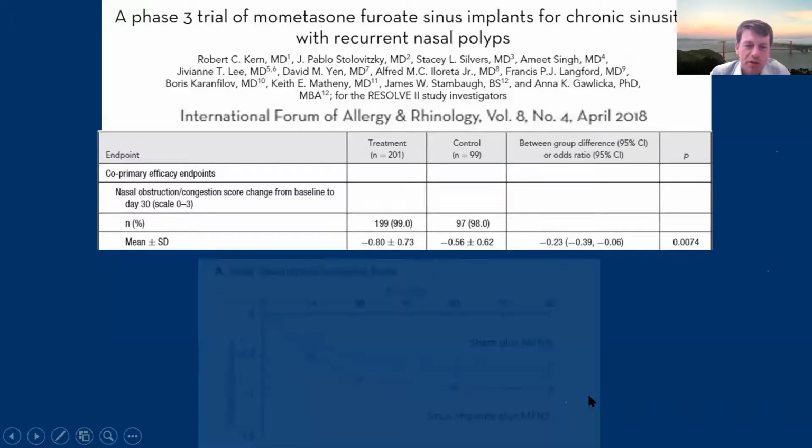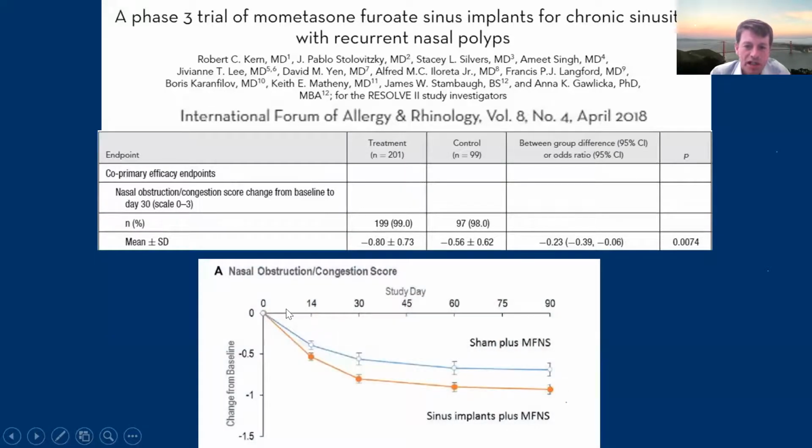Here are some figures from their study. This looks at the nasal obstruction score, and you can see the two curves. Here's the sinus implant plus the nasal steroid spray. And there's a difference, but relatively modest.